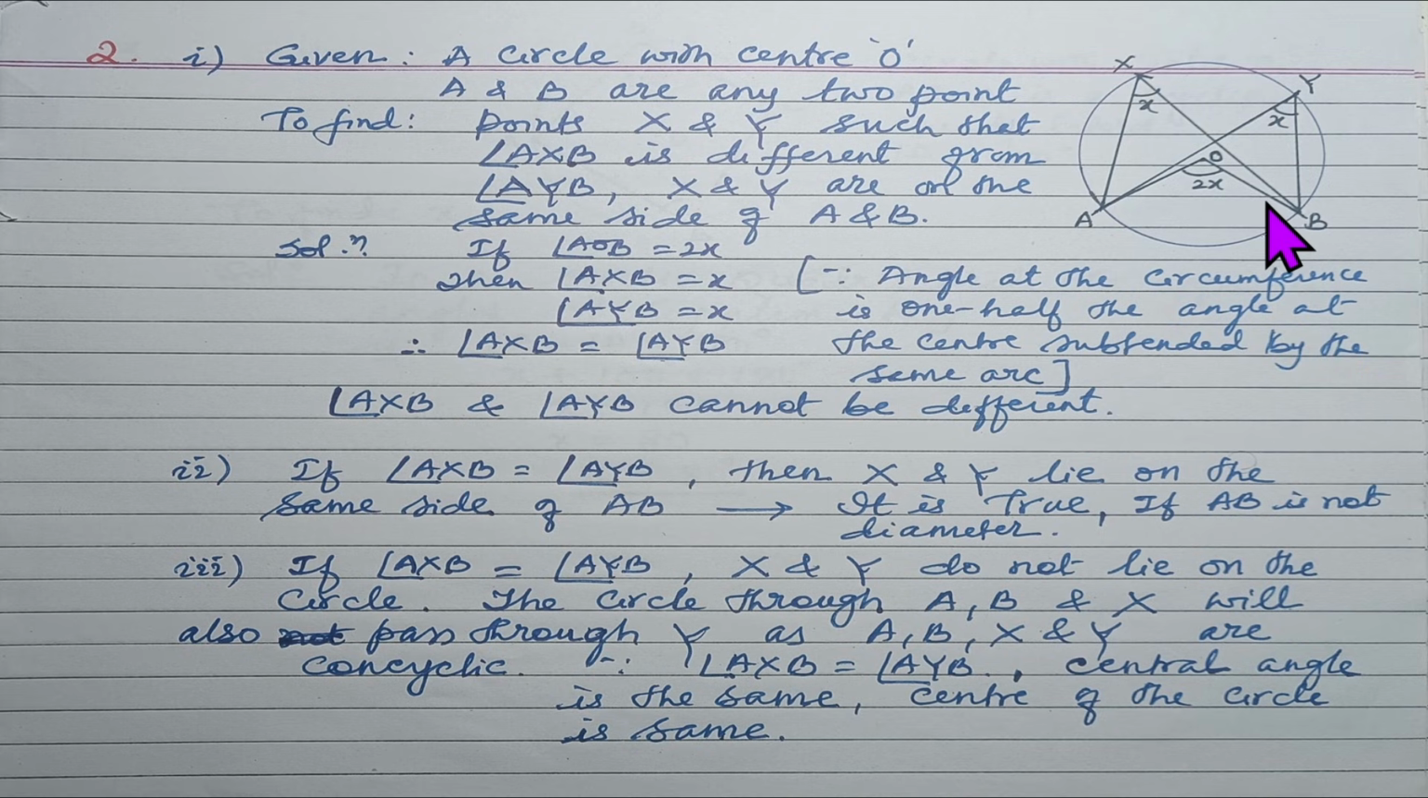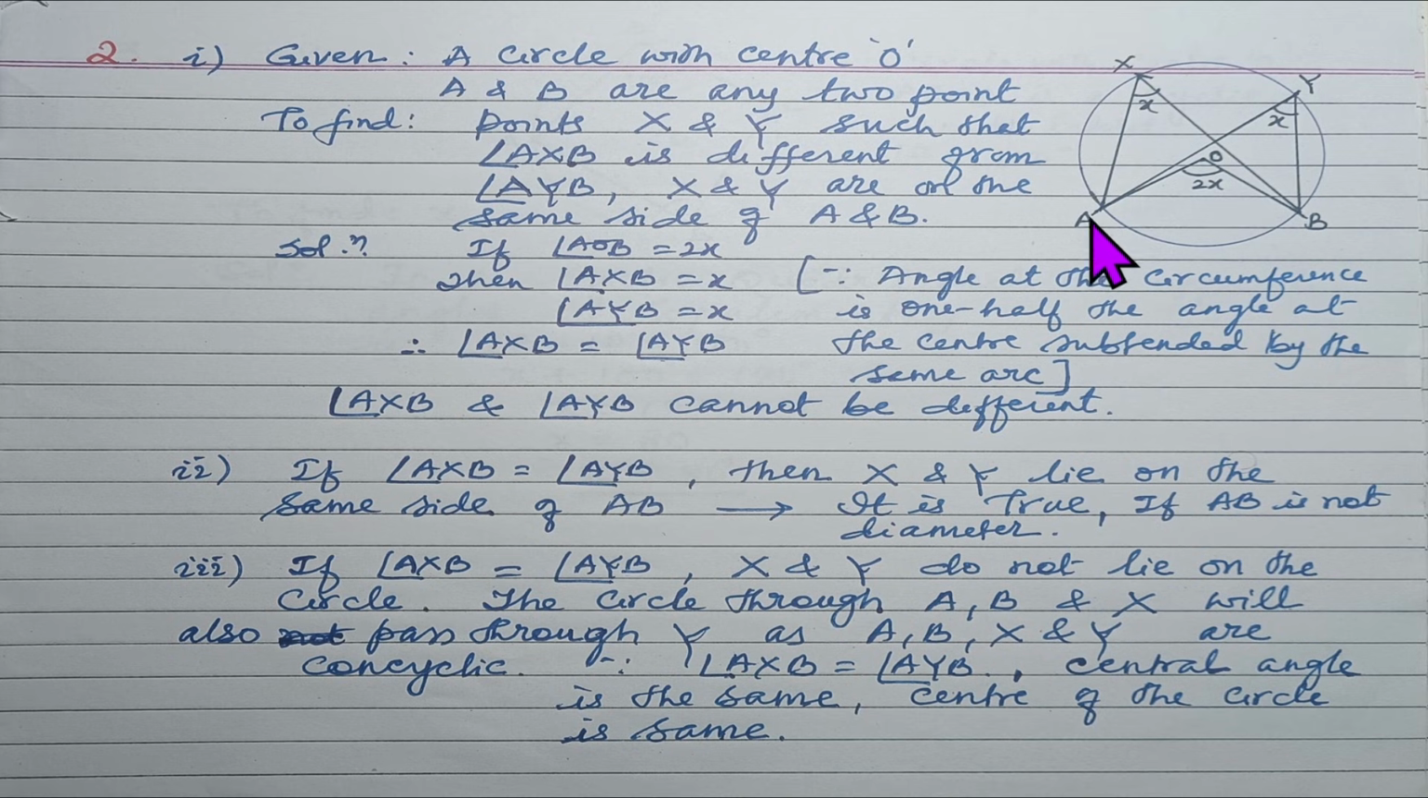So now what is the question is, if we have a circle with center O, if there are 2 points A, B on the circle, then we have 2 points x and y on the circle on the same side of the points A and B, is it possible that AXB and AYB, the two angles, are different, or are they equal? So that is what we have to prove here.